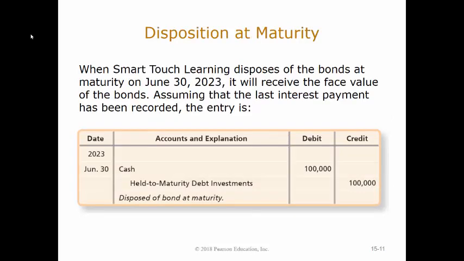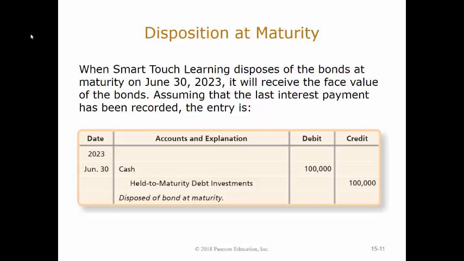And then Smart Touch, assuming that they were going to hold on to this bond for its entire 5-year mature life, actually does so. And at the end of that 5-year life, on June 30th, 2023, this bond becomes mature, which means Neon is obligated to repay Smart Touch Learning the $100,000 that they invested 5 years ago. They're paying back that initial investment of $100,000, which means Smart Touch's cash account is going to be going up by a substantial amount. We're going to debit cash for the face value of the bond, $100,000, and this bond is now mature, which means it has no value.